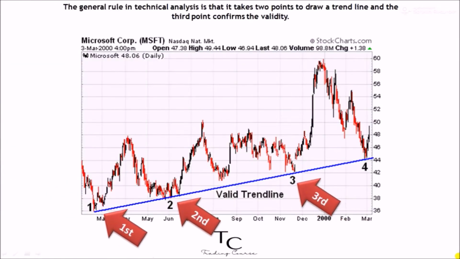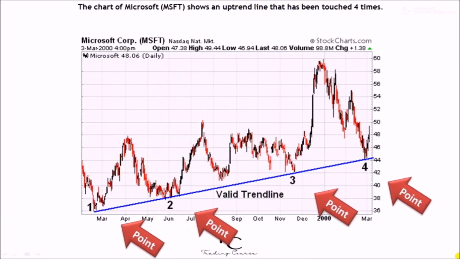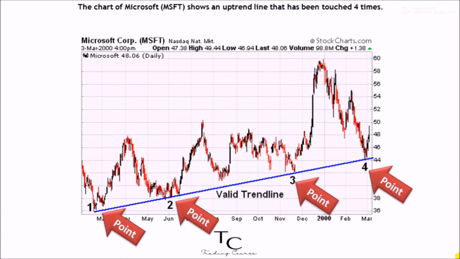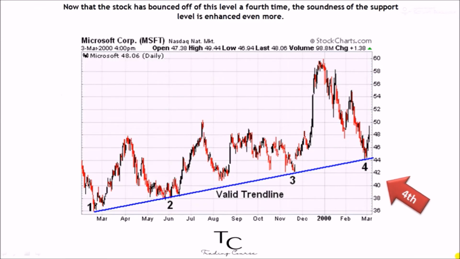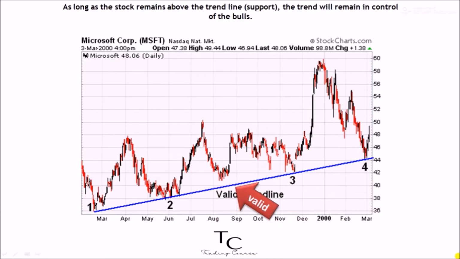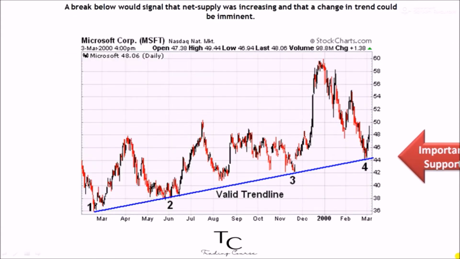The general rule in technical analysis is that it takes 2 points to draw a trend line, and the third point confirms the validity. The chart of Microsoft shows an uptrend line that has been touched 4 times. After the third touch in November '99, the trend line was considered a valid line of support. Now that the stock has bounced off of this level a 4th time, the soundness of the support level is enhanced even more. As long as the stock remains above the trend line support, the trend will remain in control of the bulls. A break below would signal that net supply was increasing and that a change in trend could be imminent.